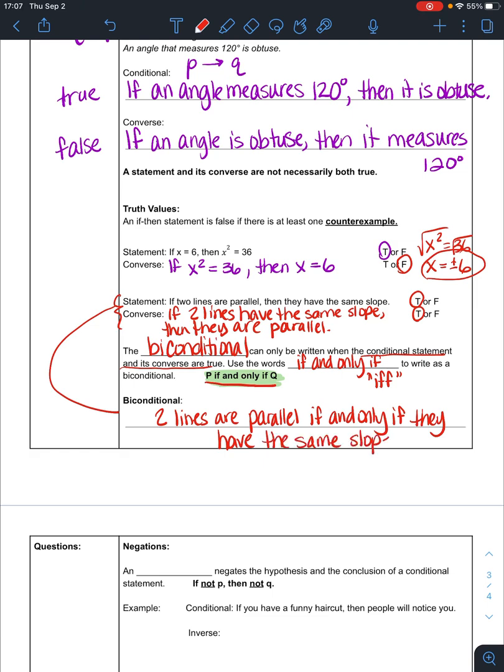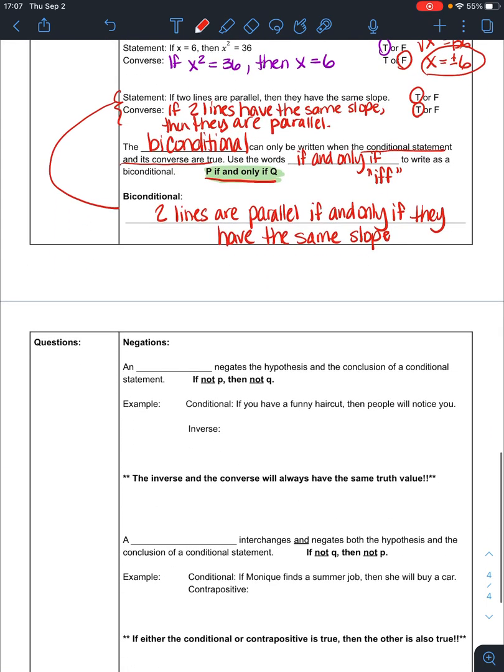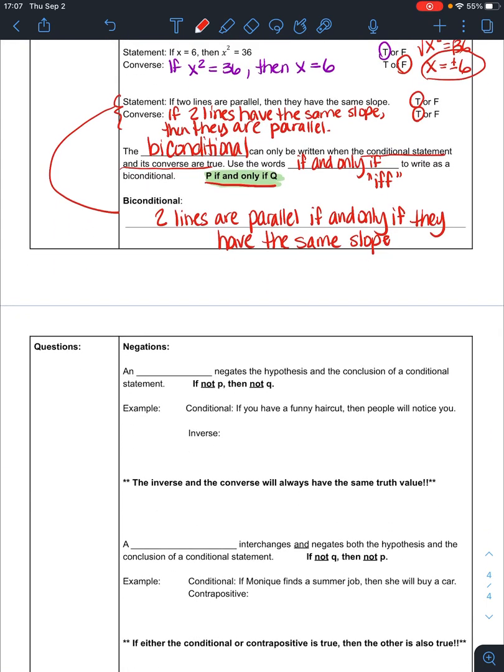And what biconditionals give us is good definitions. Once you have a biconditional, if your conditional and your converse are true, then you have a good definition. So if you want to test and see if you can write a biconditional, you have to test your first statement and determine if it's true. Test your converse and see if it's true. And if they're both true, you can write a biconditional. Now, we have our conditional, which is if P then Q. We have our converse, which is if Q then P.